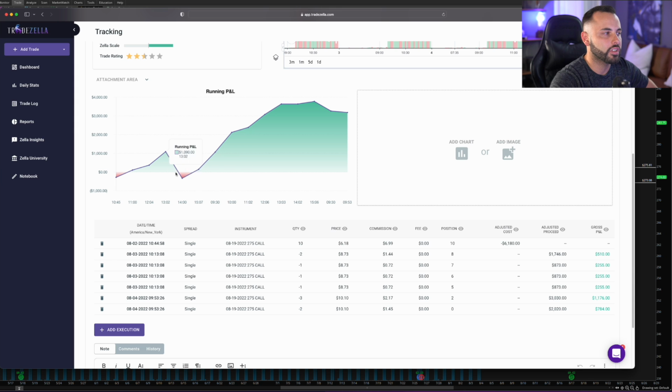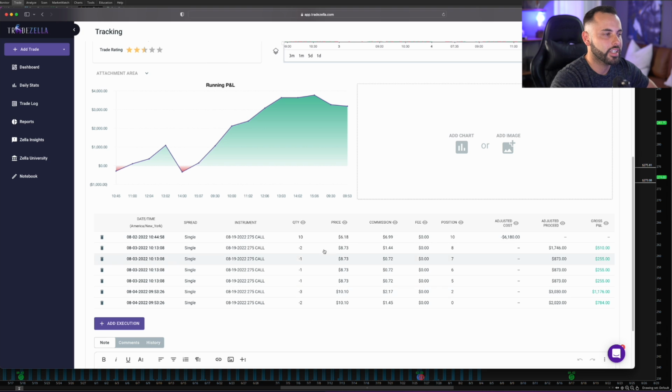Pretty much it was flat over the first few hours of the trade, and then this thing started to run for us as the break and retest started to work. Here are my scale outs.